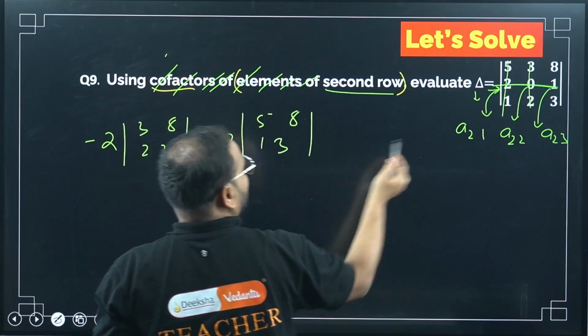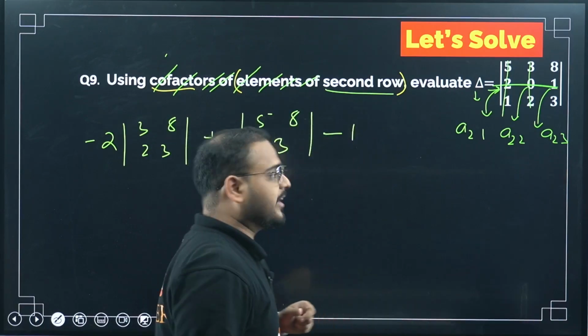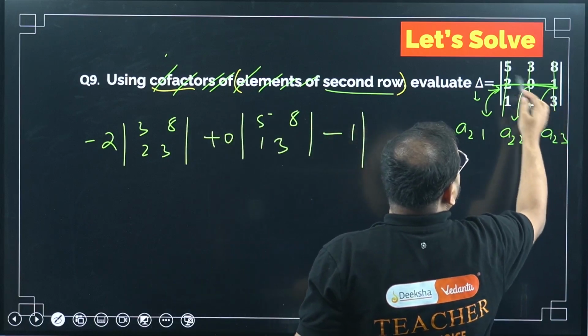Okay. Last one, plus 1. Sorry, minus 1. Last is negative. No, 2 plus 3 is odd, so negative. Minus 1. What's the matrix now? Cancel this. Okay. So 5, 3, 1, 2.